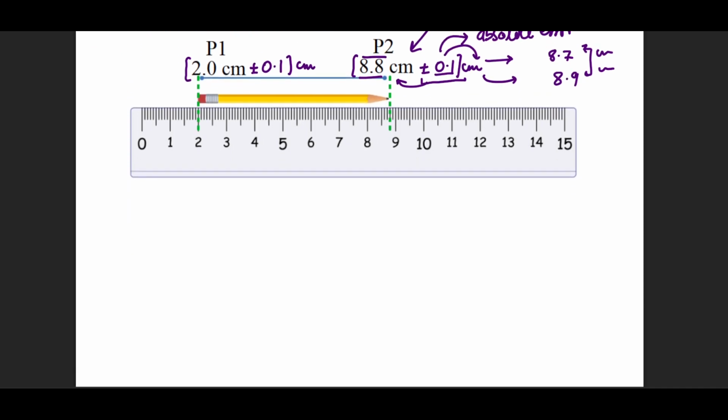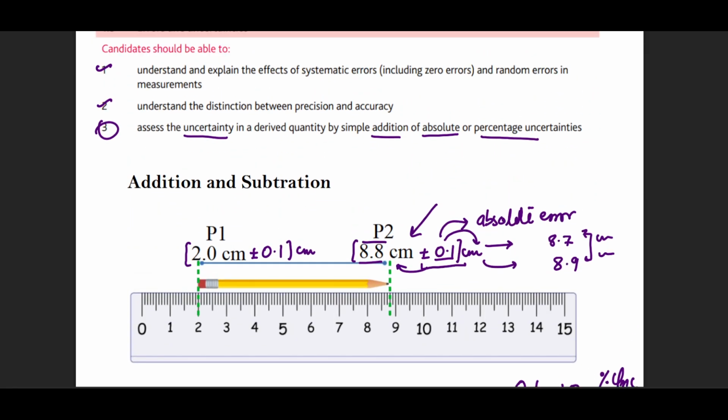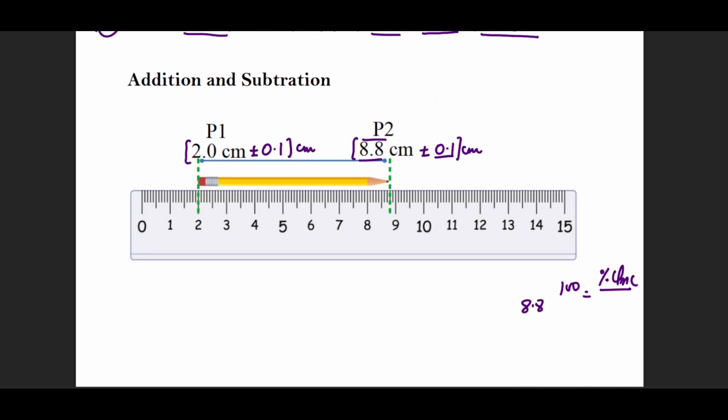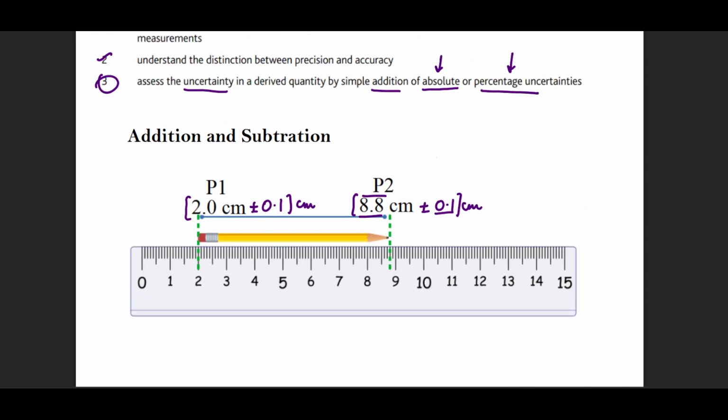Now, if you divide 0.1 centimeters by the reading, which is 8.8, and multiply this by 100, whatever answer you get will be called the percentage uncertainty, right? So this is what we're going to talk about: what is the absolute error and what is the percentage uncertainty in the calculation or in the value. So right now we are familiar with these two terms. Let's move ahead with the calculations or the formulas that are expected of us in these chapters.